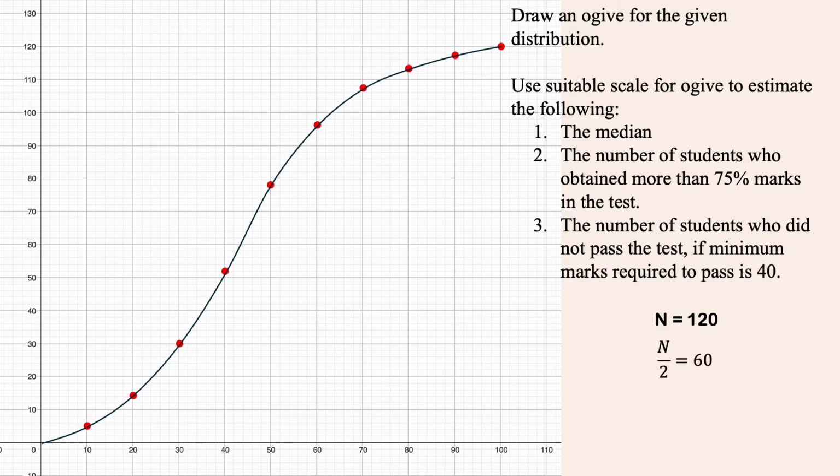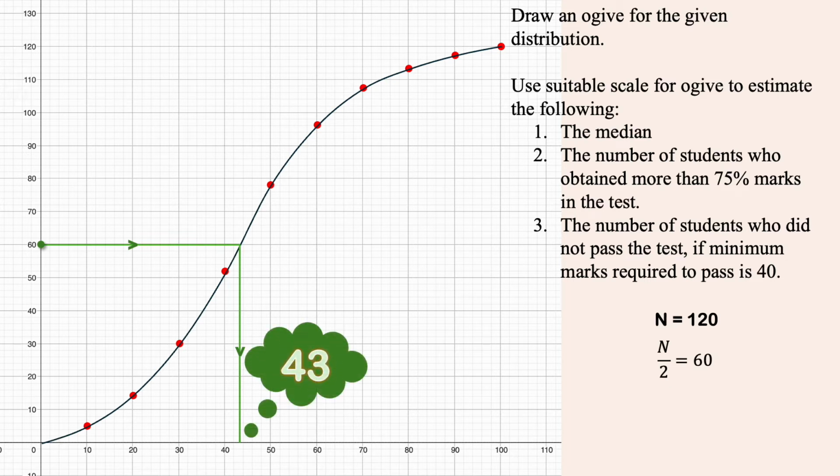So we take the point 60 on the y-axis, which was frequency, and we move to the right, to the curve. From the point on the curve, we go down to the x-axis, and the point where it meets the x-axis gives us the answer for the median. So for this data, the median is 43 marks.